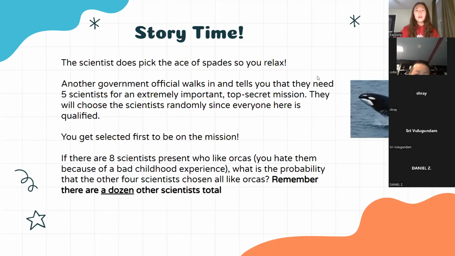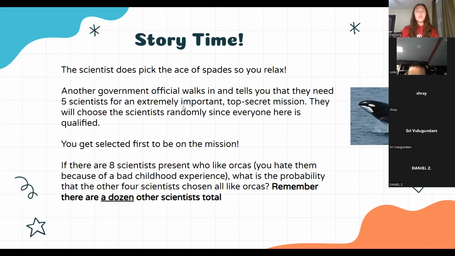Okay, so now you're relaxed, they're trustworthy. Another government official walks in and tells you that they need 5 scientists for an extremely important top secret mission. They will choose a scientist randomly since everyone here is qualified, and you get selected first to be on the mission. Since there are 12 scientists total, and 8 scientists who like orcas, what is the probability that the other 4 scientists chosen all like orcas?